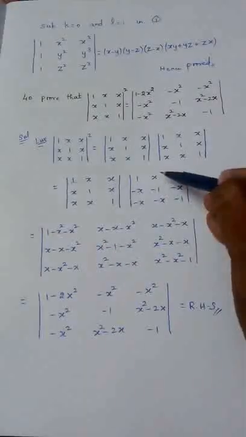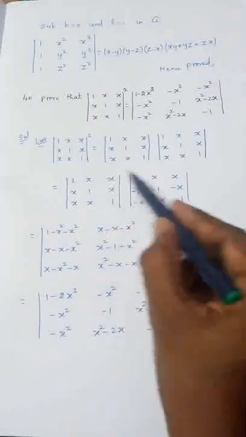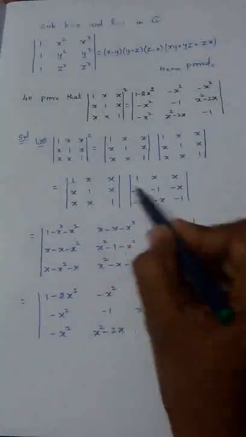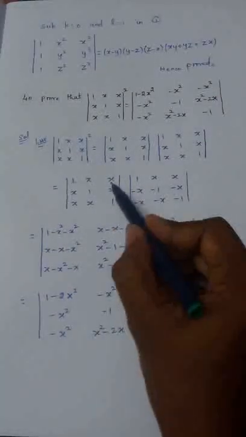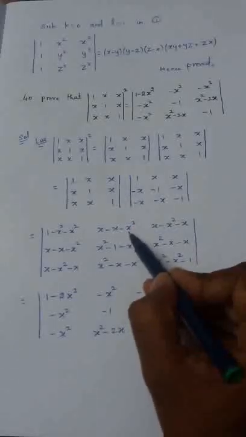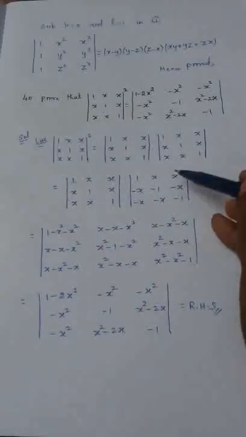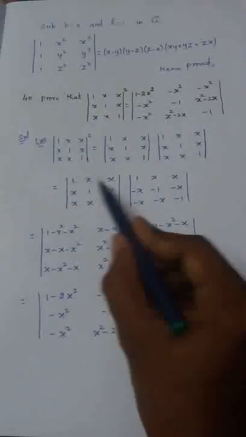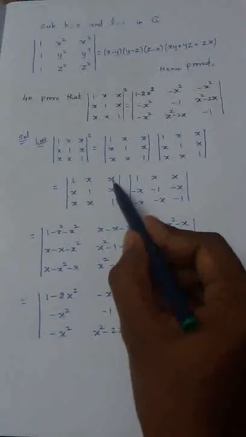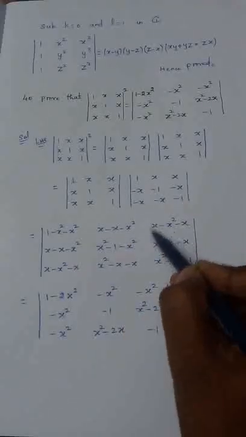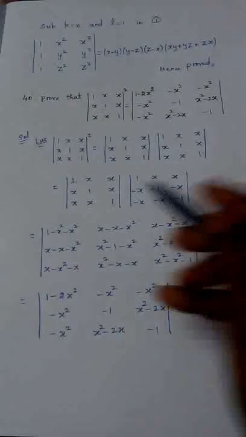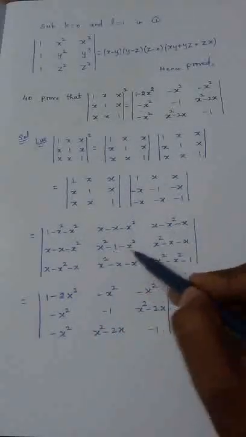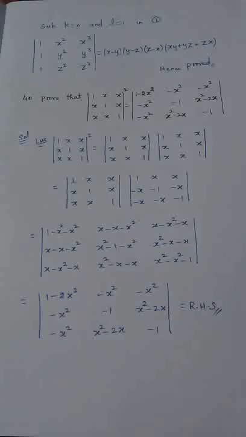First row, second column: 1 into x, next x into minus 1, minus x into minus x square. First row, third column: 1 into x, x into minus x square, x into minus 1, minus x, minus x will get cancelled like that. Similarly, second row, first column, you will get this. Second row, second column, second row, third column, like that.